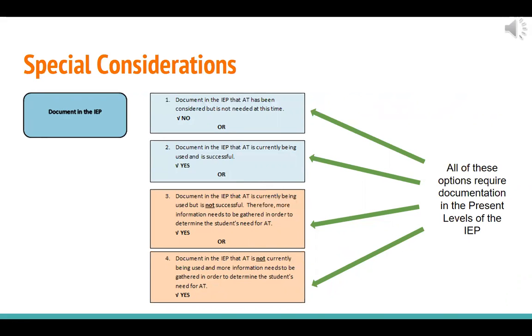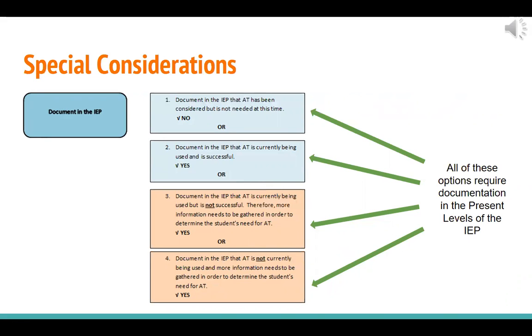Number 4 is related to a student who does not currently have AT, but is being considered for AT. So this is where you might be in the trialing process. You might be collecting data on a variety of tools to determine which one is going to best meet the student's needs. But again, the team is in the process of considering that assistive technology in order to make a decision. So you would also check the yes box.